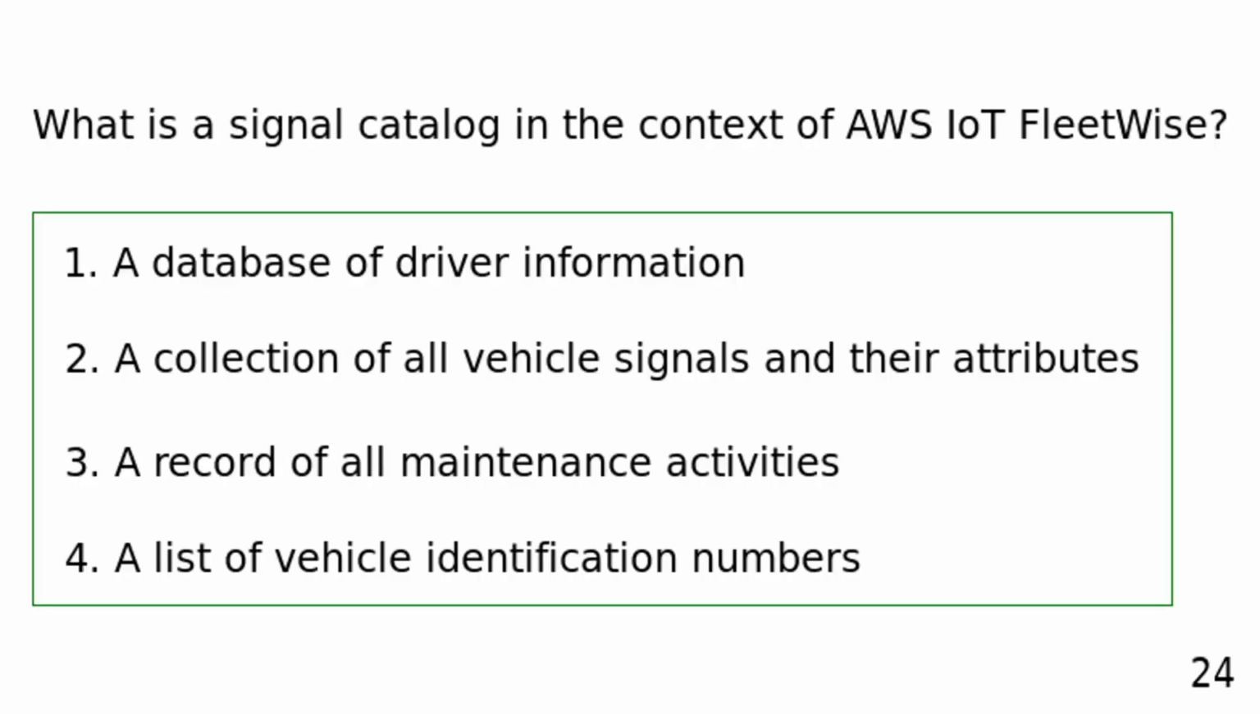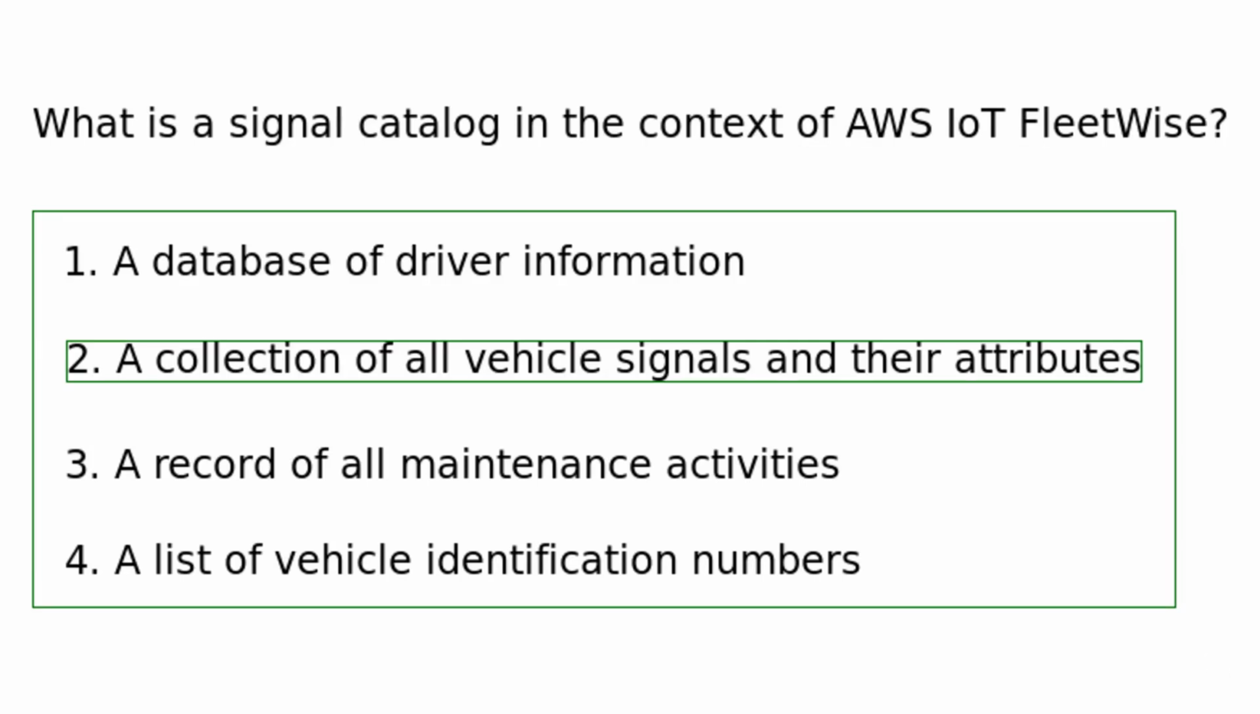What is a signal catalog in the context of AWS IoT FleetWise? A database of driver information. A collection of all vehicle signals and their attributes. A record of all maintenance activities. A list of vehicle identification numbers. The signal catalog in AWS IoT FleetWise is a collection that defines all vehicle signals and their attributes, helping to standardize data across different vehicle types.